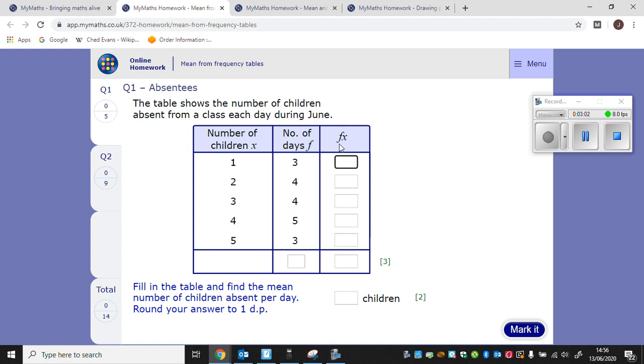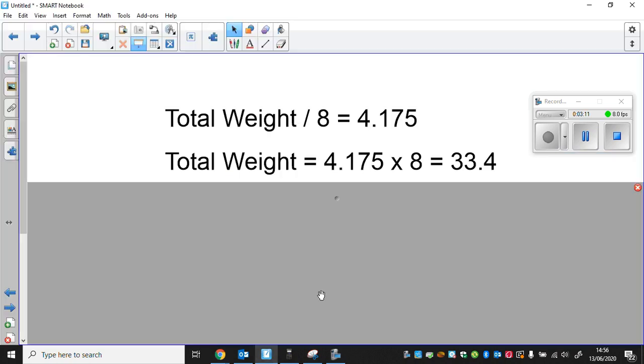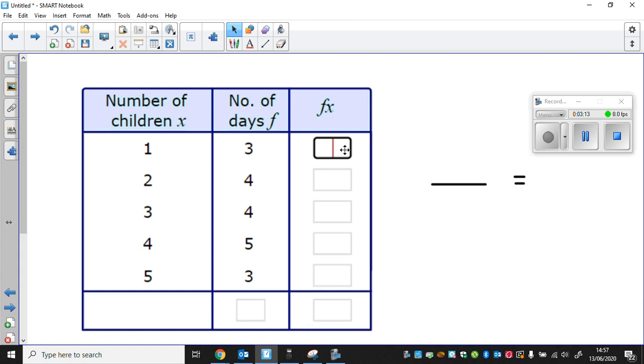Sometimes you'll see this notation, Fx. They're next to each other, and in algebra that tells us we're timesing them. So we're going to times these things together. What it means is we are going to put a 3 in this box here. We're going to put an 8 in that box there because 2 children were off 4 times, so that's 8. We're going to put a 12 in this box here because 3 children were off 4 times. If I wrote 3 out 4 times, I'd get 12. Here would be 12, and here would be 15.